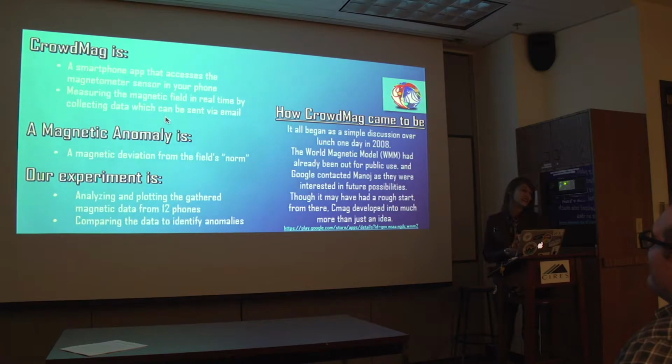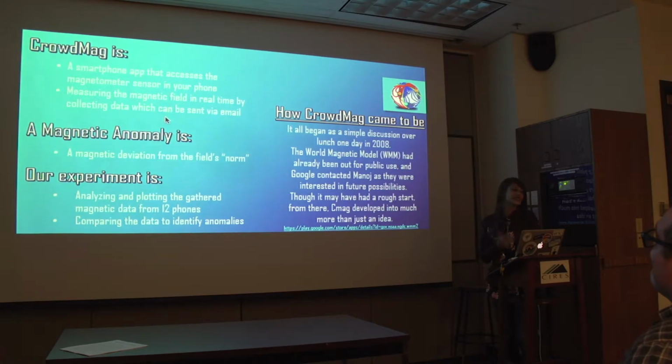And the magnetic anomaly, just to give a little background on what this is. It's a deviation from the magnetic norm, so we're going to be looking at some plots with some lines, and the high spikes, those are going to be our anomalies. Our experiment is going to be collecting data from 12 different people, 12 different phones, and looking at these anomalies, comparing them to see different data from that.